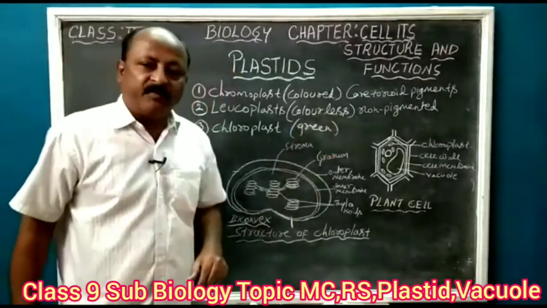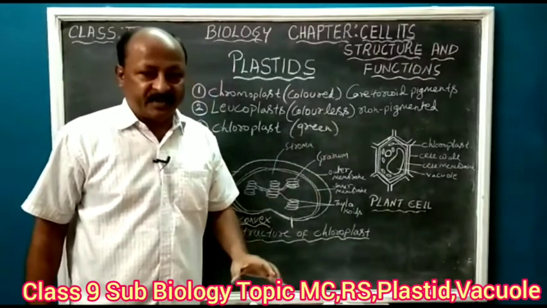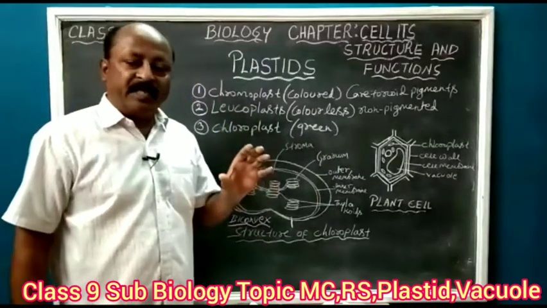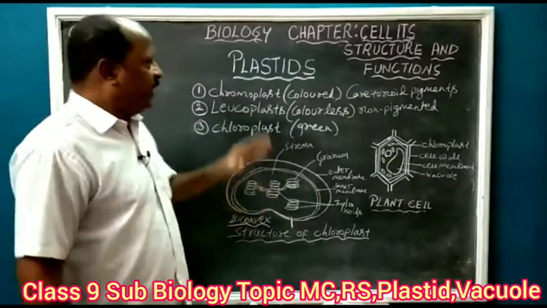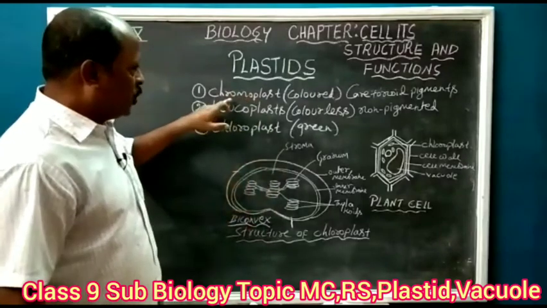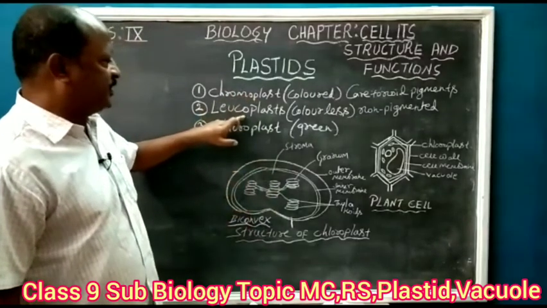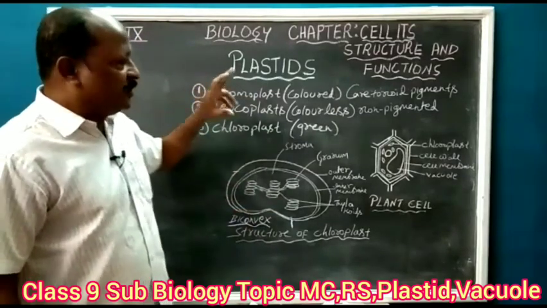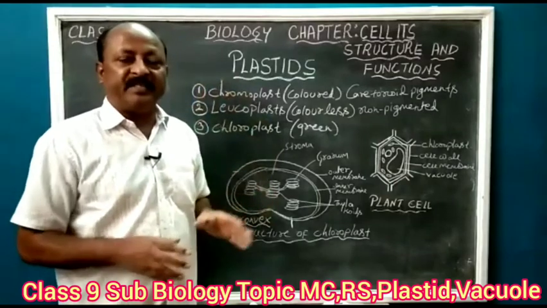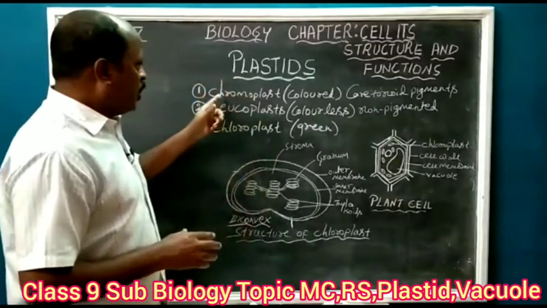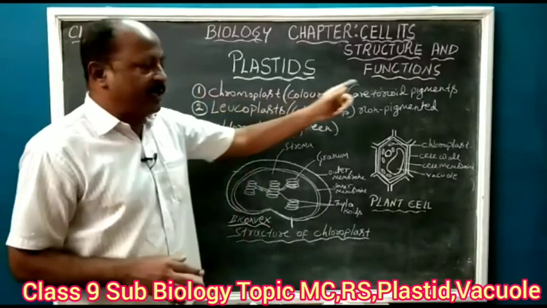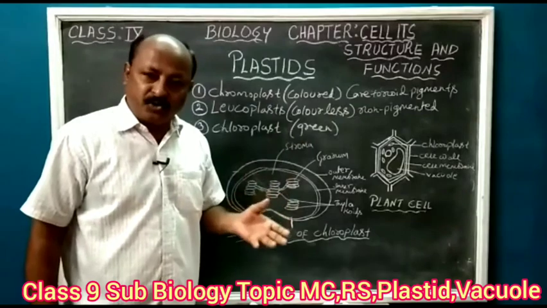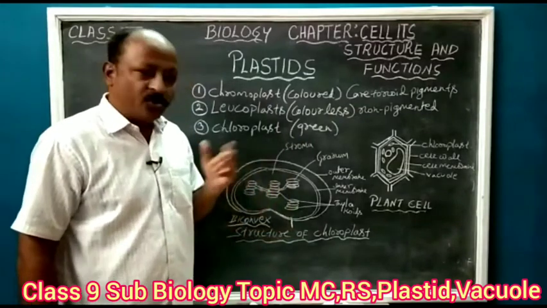So plastids are found exclusively in the plant cells. They are not found in the animal cells. And these plastids are double membraned cell organelles, and these are of three types. They are chromoplast, leucoplast and chloroplast. So these plastids, generally they have pigments inside them. So chromoplast has got carotenoid pigments which give coloration to the flowers, fruits, leaves and so on.